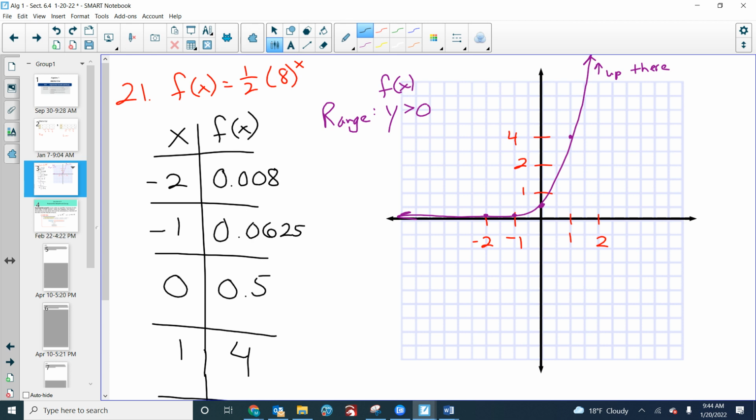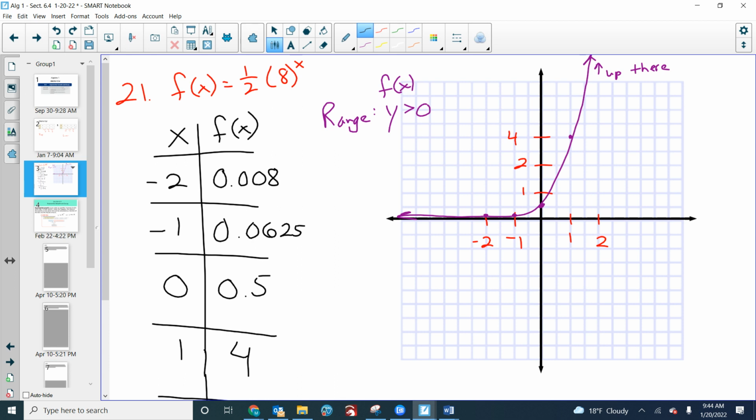3 to the 3rd, 27. 3 to the 4th, 81. 3 to the 5th, I think 283. No, what's 3 to the 5th? 243? All right. 3 to the 6th. 729. Man, we're only up to 6, and we're already huge. So what is going on here?